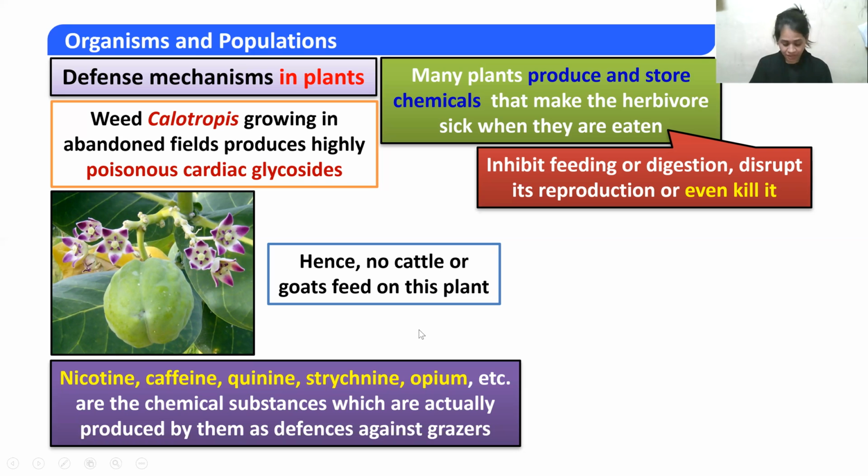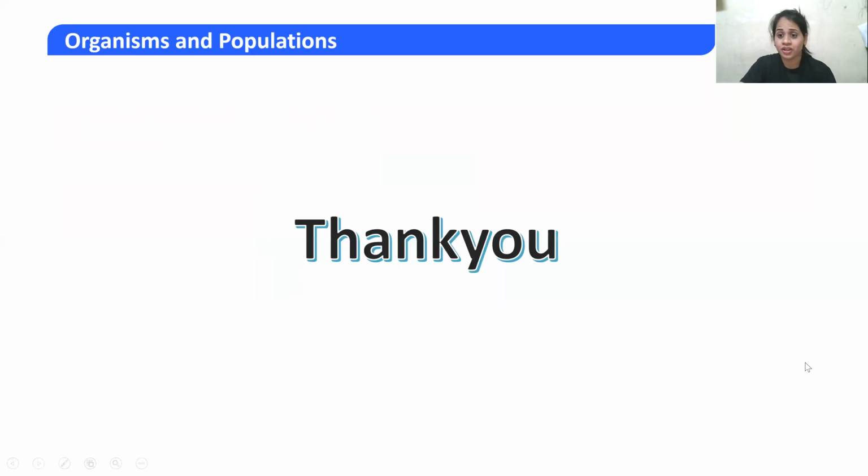These nicotine, caffeine, quinine, strychnine, opium, which are in use nowadays, or to be more particular, being abused as drugs, were actually in plants as a defense mechanism against herbivores. Then we used them. Obviously, if you use them in a certain amount, it is good, because many of them form medicines as well, but when you do not use them in a proper way, it becomes drug abuse, right? So opium is one of the major drug abuses.